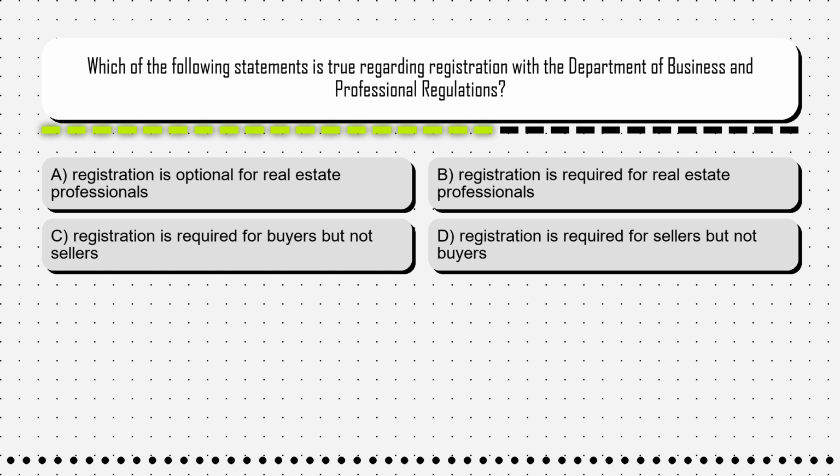Option A, registration is optional for real estate professionals. Option B, registration is required for real estate professionals. Option C, registration is required for buyers but not sellers. Option D, registration is required for sellers but not buyers.